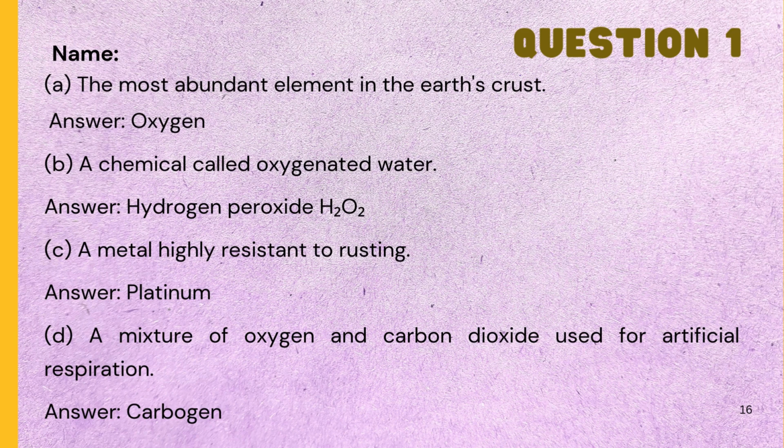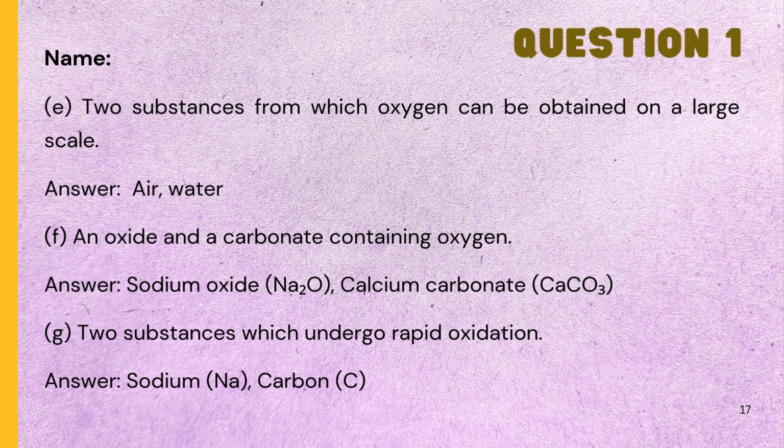Answer: platinum. D. A mixture of oxygen and carbon dioxide used for artificial respiration. Answer: carbogen. E. 2 substances from which oxygen can be obtained on a large scale. Answer: air, water. F. An oxide and a carbonate containing oxygen. Answer: sodium oxide, Na2O, and calcium carbonate, CaCO3. G. 2 substances which undergo rapid oxidation. Answer: sodium, Na, carbon, C.